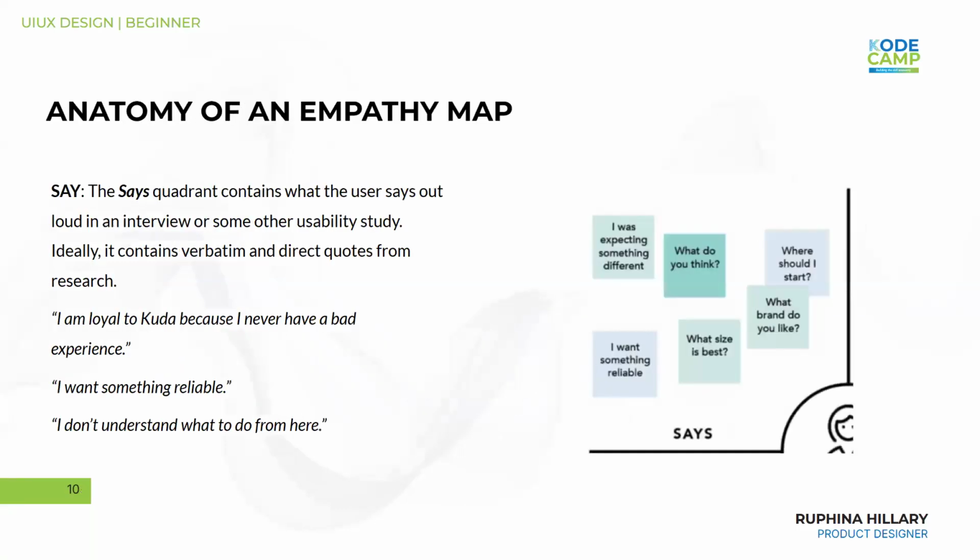So the anatomy of an empathy map: the first quadrant is the says quadrant. It simply contains what the user says out loud in an interview. Example: I am loyal to Kuda because I've never had a bad experience. I want something reliable. I don't understand what to do from here. This is the easiest quadrant to fill because it's as simple as what they are saying. You do not have to think about what they might mean or the background information or whatever context. You just want to know what is being said about a particular study or problem.